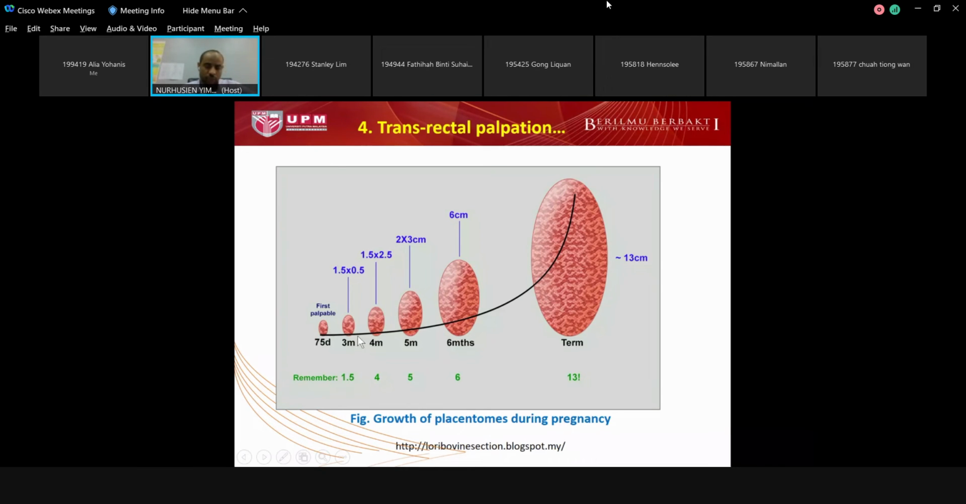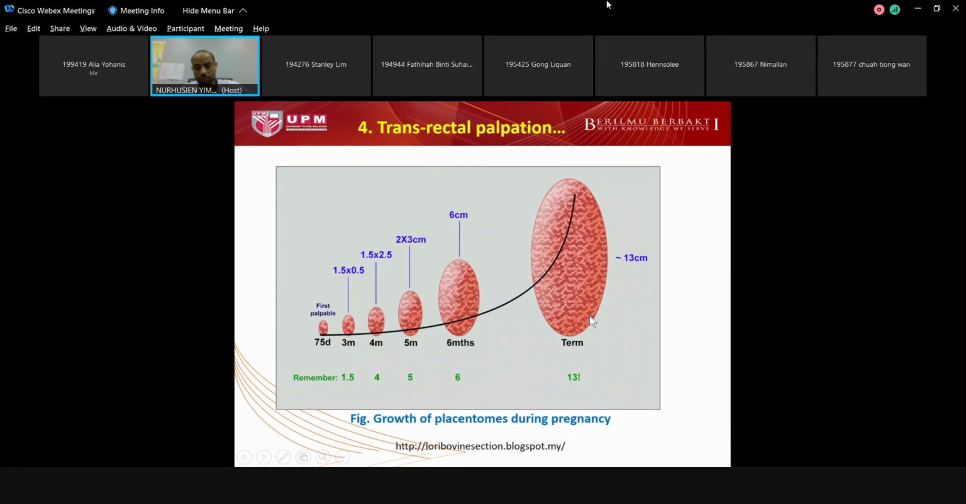So as we are in the end of the first trimester, the 3rd month of pregnancy, we're expecting a 1.5 by 0.5 measurement of size of the placentum. And then at the 4 months, we have 1.5 by 2.5. And then when it becomes 5 months, we have 3 by 2 or 2 by 3. And then by 6 months, we have about 6 cm, the height. This is the height of the placentum.